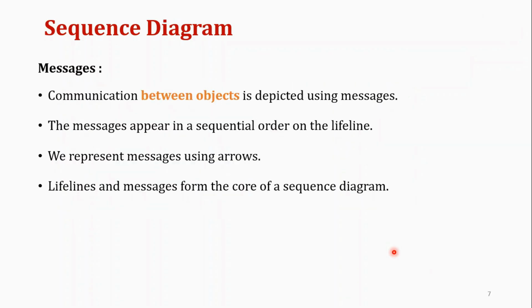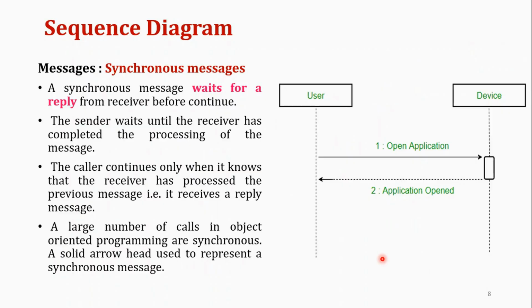Next is messages. Messages are nothing but communications between the objects. Messages appear generally in a sequence, and we represent messages using arrows. The lifeline and messages form the core of the sequence diagram. Check out this one. We have synchronous messages.